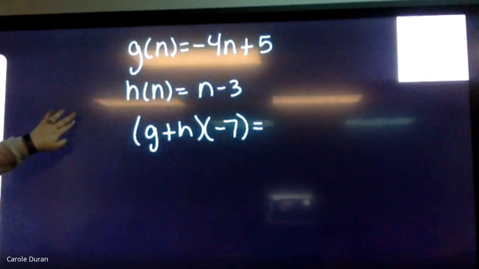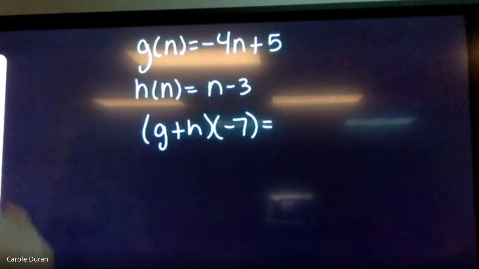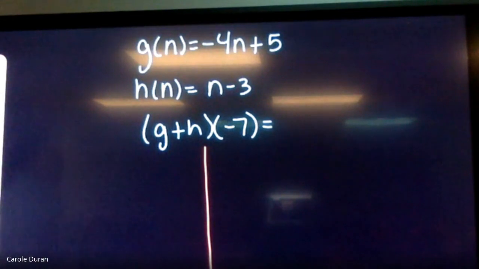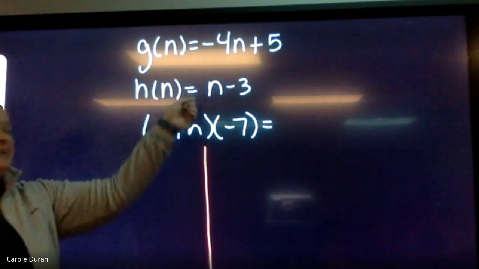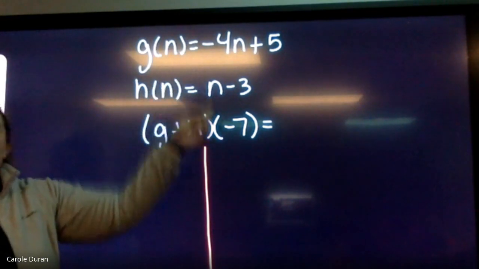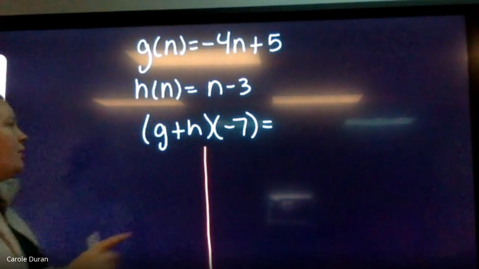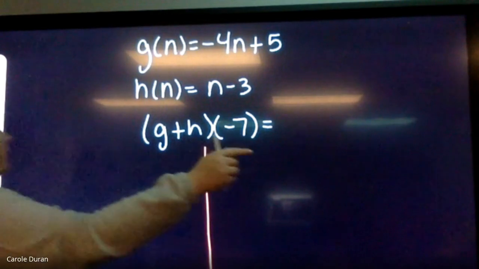Okay, so I'm going to move this to the center, and I'm going to split my screen down so that we can look at both ways that you can solve this problem. The first way, I'm going to do what we've been doing. So I'm going to do g plus h as it is right now. I'm going to simplify it, and then I'm going to plug negative 7 in and be done. Okay, so if I'm doing that way, I'm going to do that over here.